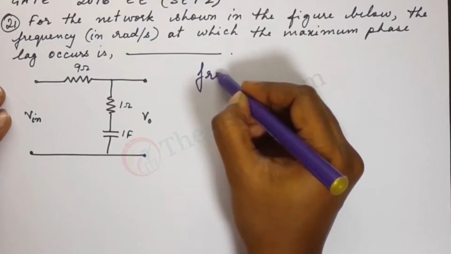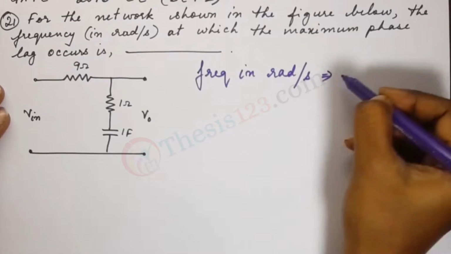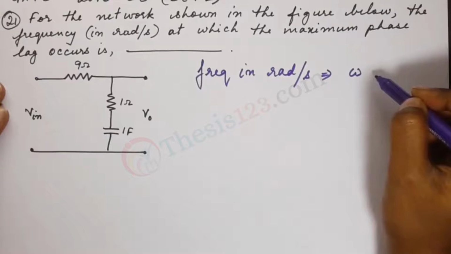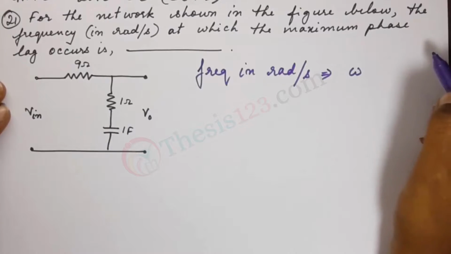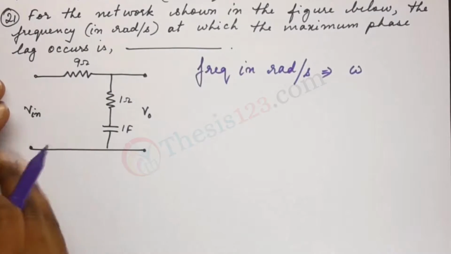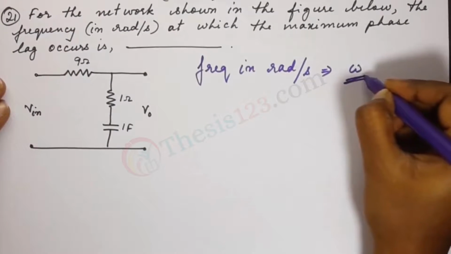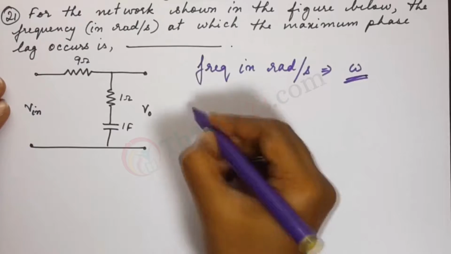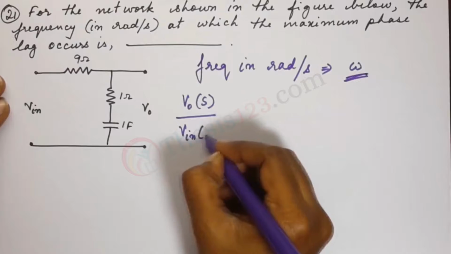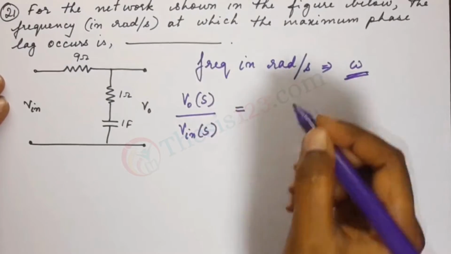So frequency in radians per second is the angular frequency omega. So we need to find out the angular frequency omega. And in order to do that, we would first need the ratio of the output to the input in terms of S. So that will help us find out what the angular frequency is. So V naught of S by V in of S is what we need to find out first.